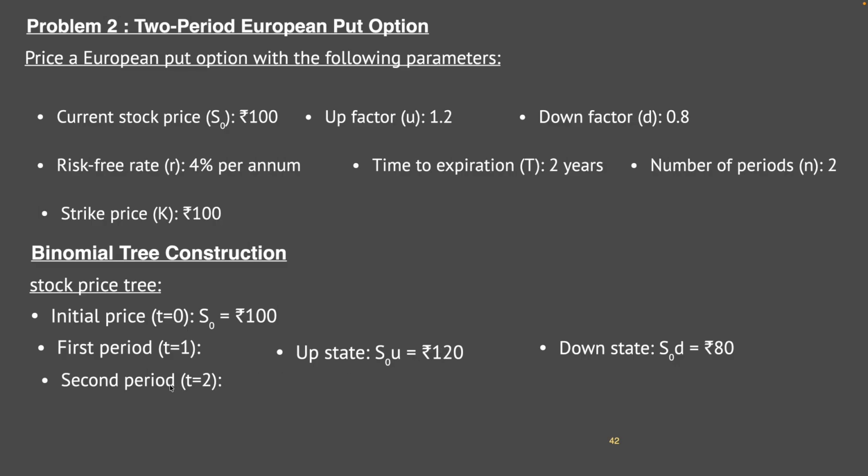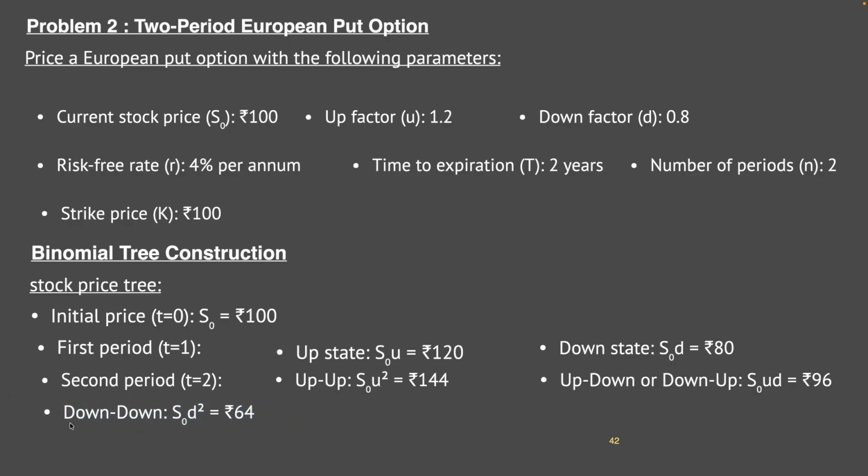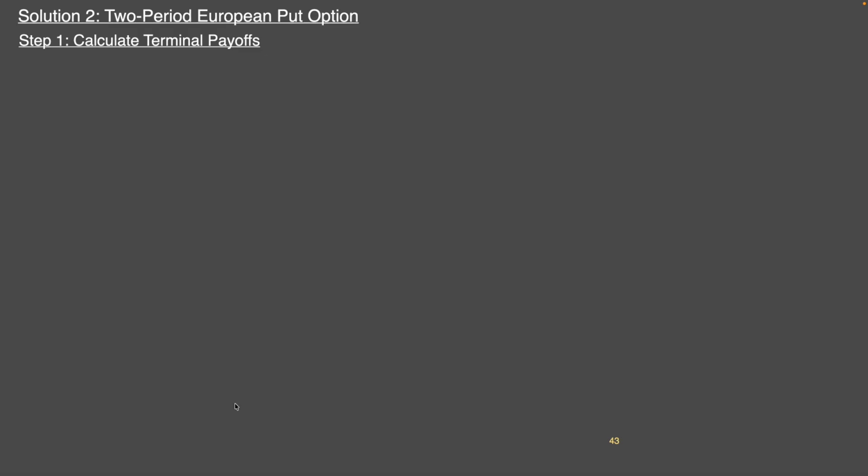At the second step, where T is equal to 2, the up state S0 into U square is 120 into again an up move of 20%, 120% of 120 becomes 144. And SUD is equal to 96, because 80 into 1.2 is 96. Now if you consider the complete down move, that is S0 into D square, it is 80% of 80, which becomes 64.